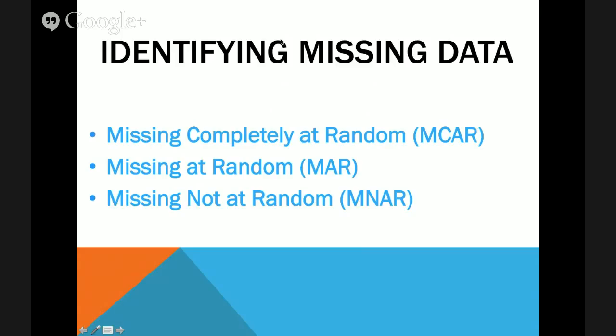Data can be missing completely at random. This is when missing values are independent of observed and unobserved considerations of interest. The missing data are unrelated to the study variables and happens entirely at random.